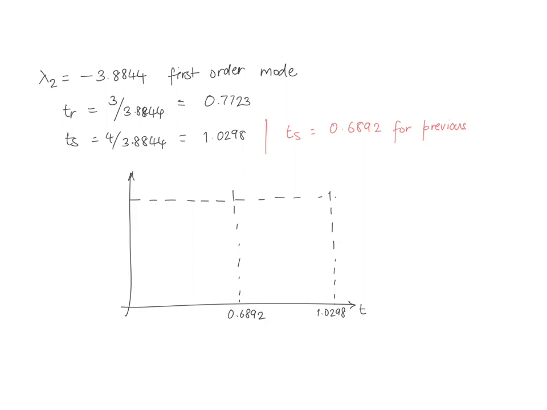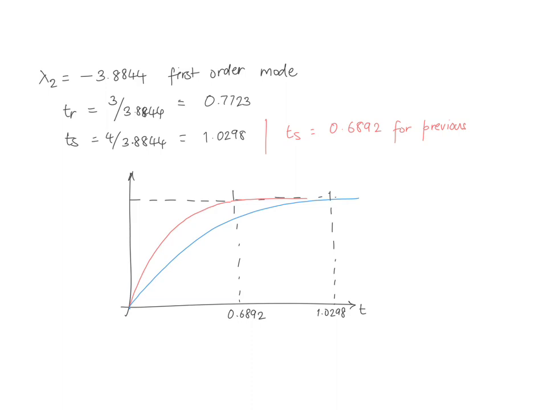So the first mode, the one with lambda 1, settled very fast. It went something like this. So by the time it got to 0.689 seconds, it was already near its steady value. Now the second mode, the one we're looking at right now, is slower. So it's going to look like this. It's going to take a while to settle down. And that's the difference.